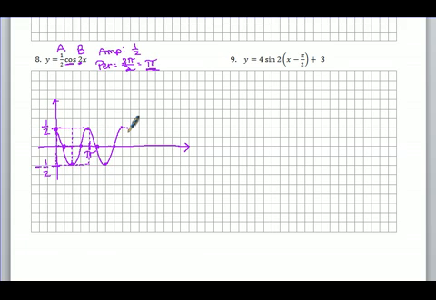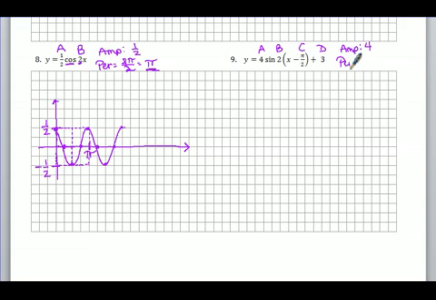And there's a cosine graph, 1/2 cosine 2x. All right, finally number 9. This is the one that involves all 4 transformations. We have an A, a B, a C, and a D. So let's make a list over here of what's going to happen to our graph. We know that the amplitude is 4.